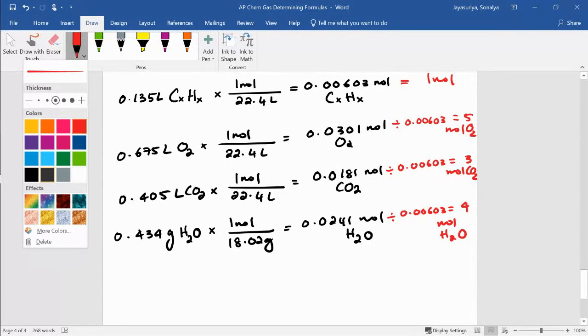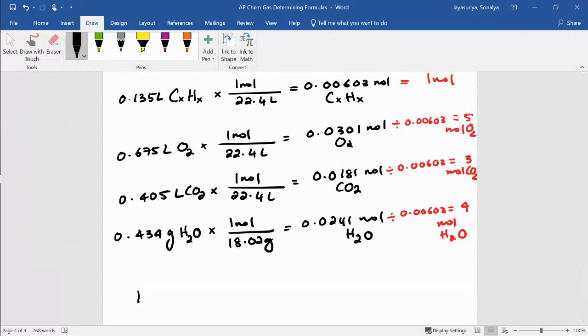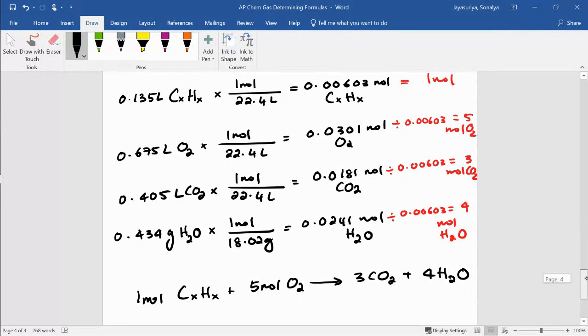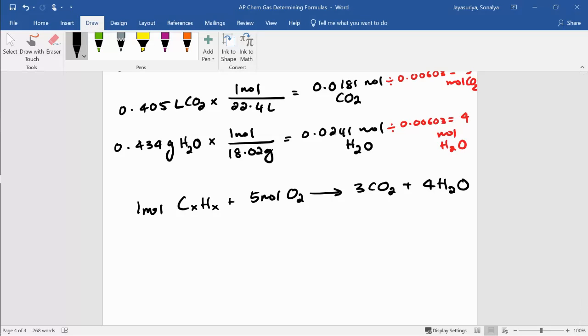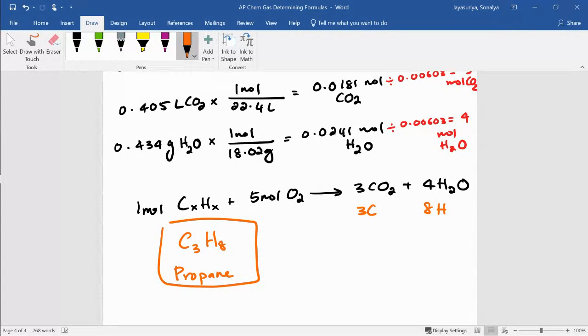So let's write this out like an equation, which is what this is asking us to do. I have 1 mole of CxHx plus 5 moles of O2 reacting to produce 3 moles of CO2 plus 4 moles of H2O. Since there's only 1 mole, we just have to count the number of carbons and hydrogens on the product side. I have 3 carbons and 4 times 2, 8 hydrogens. That means my compound is going to be C3H8. It's just propane. That's the compound in number 4.